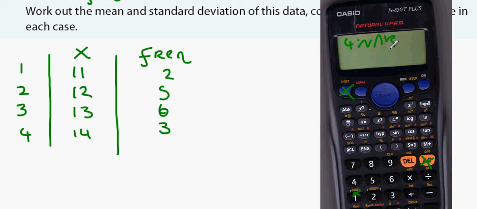And the variable we're looking for is the mean, and the mean is x bar. Press 2, and the answer we get there is 12.625.